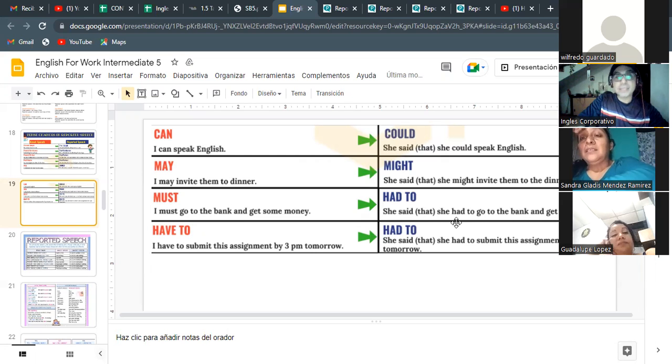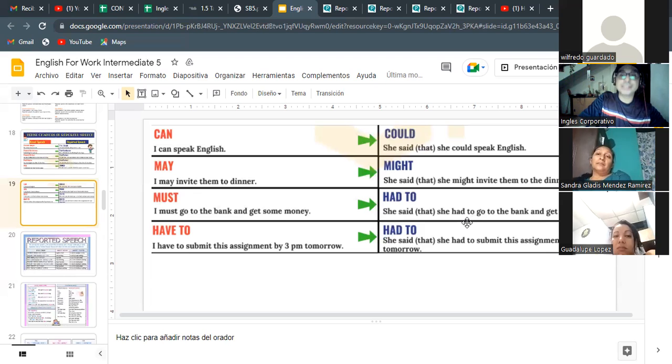Because this had is simple past. It's not past perfect. In this case, the had is not an auxiliary. It's like have to. I have to go. It's an obligation. But it's not an auxiliary. So that's why rules are important, as I was saying. When we see go in present, we know that this had is not an auxiliary. We use had as an auxiliary with another verb in past participle. So had gone.